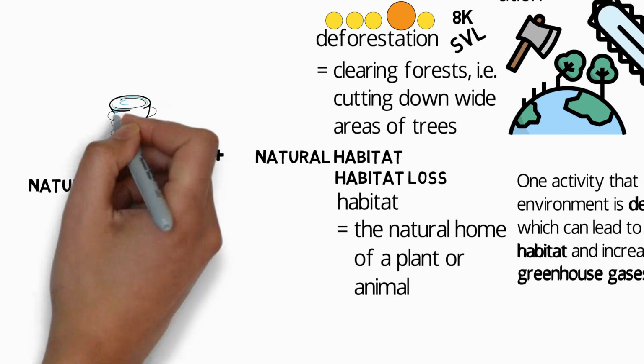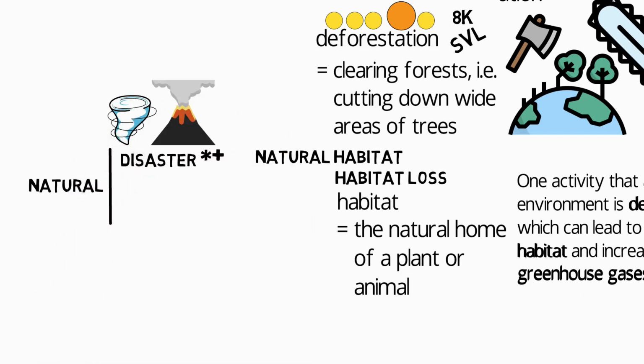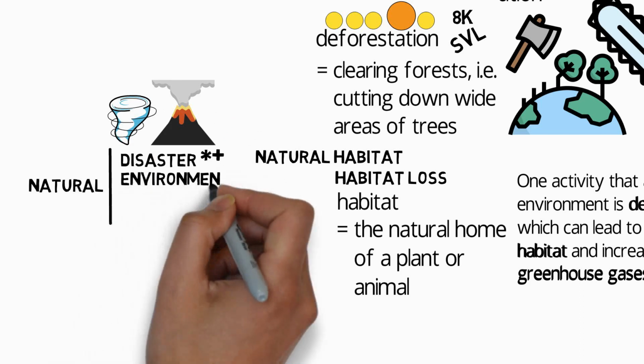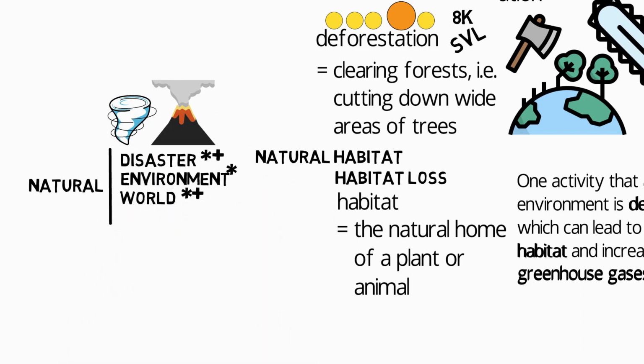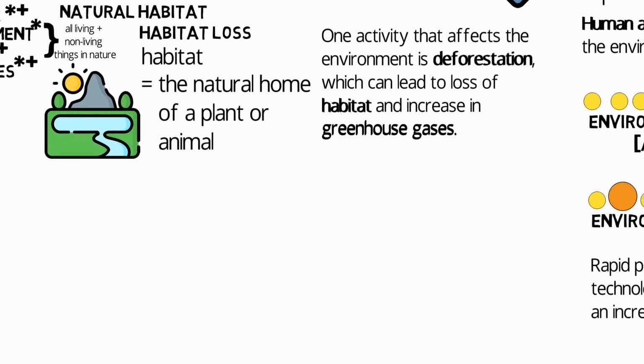Natural disaster, such as hurricane or volcano. Natural environment or natural world, which have the same meaning and refer to all living and non-living things in nature, and natural resources. Natural resources are materials that occur naturally in the earth, such as water, land, rock, and even sunlight. So let's go back to greenhouse gases.